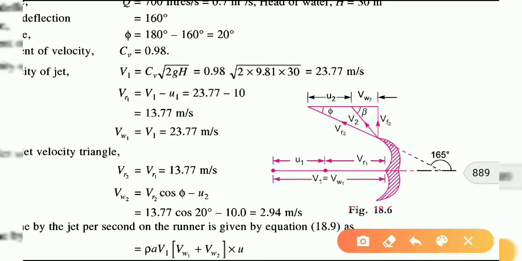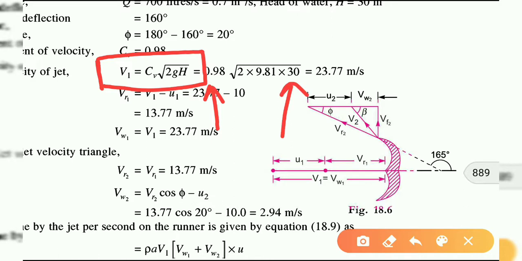So firstly we will find V1. V1 is equal to CV times the square root of 2gh. So what is the value of CV? It is 0.98, we already know. And what is the value of h? It is 30, we already know. So it will be equal to 23.77. You must calculate all these values on your calculator.